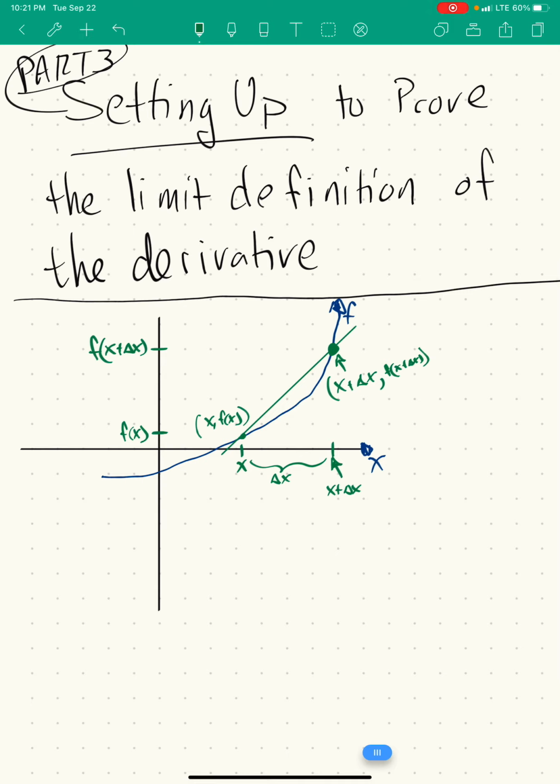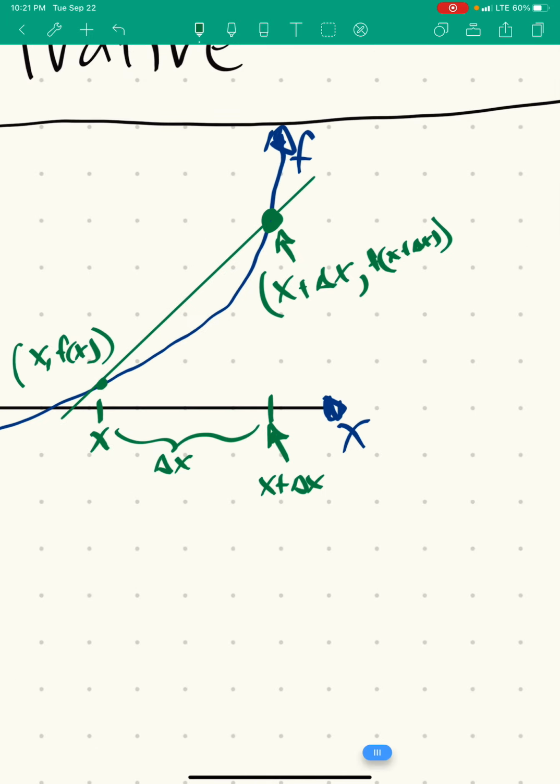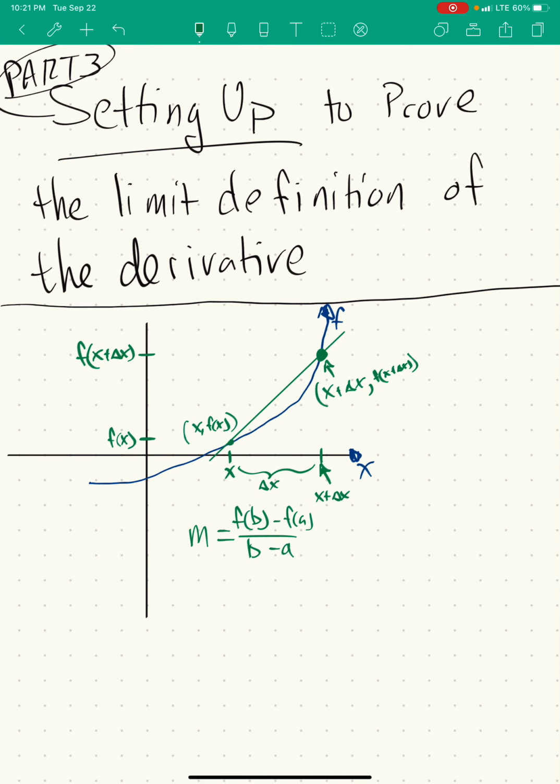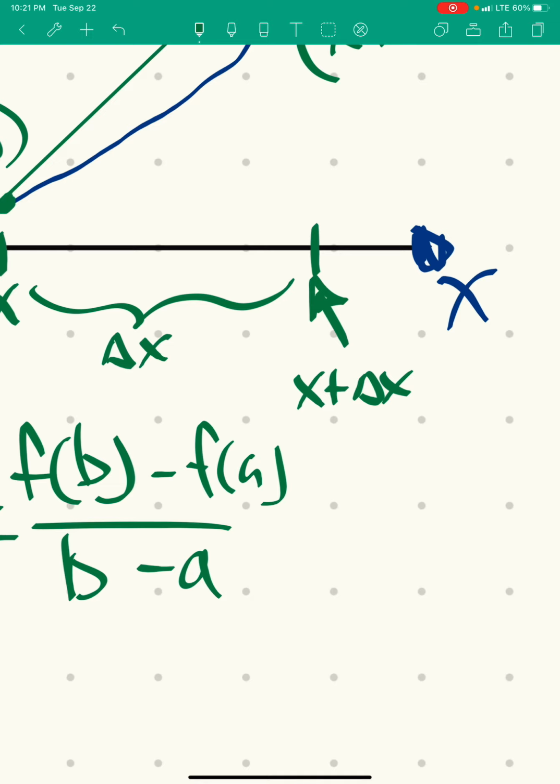So remember, a secant line has an average rate of change if we want to look at it. So here, if I was going to draw that secant line in terms of slope, we did this the other day, then slope is f of b minus f of a all over b minus a. But in this case, we used different notation. We used x and x plus delta x, and we used f of x and f of x plus delta x. So technically, this should really look like this.